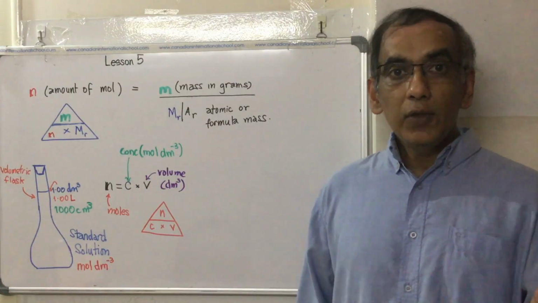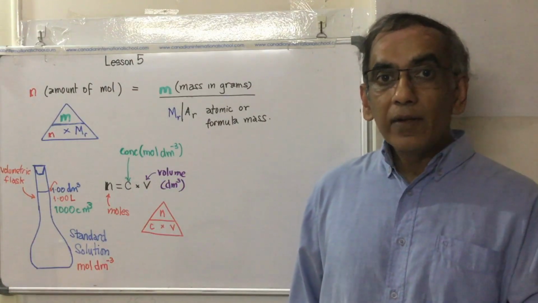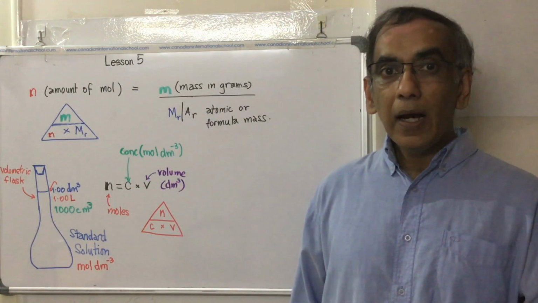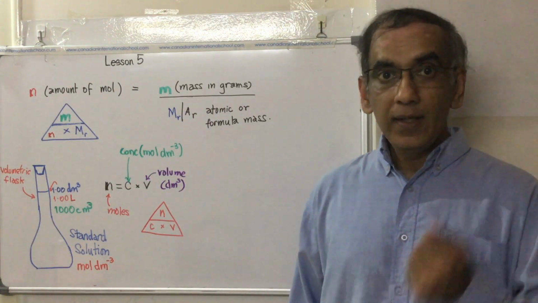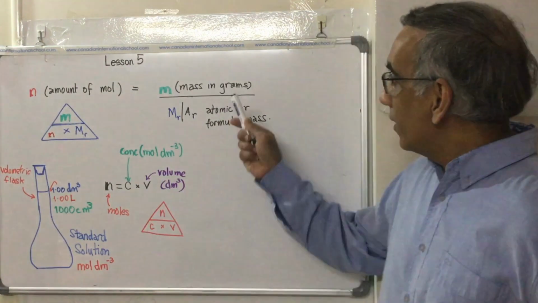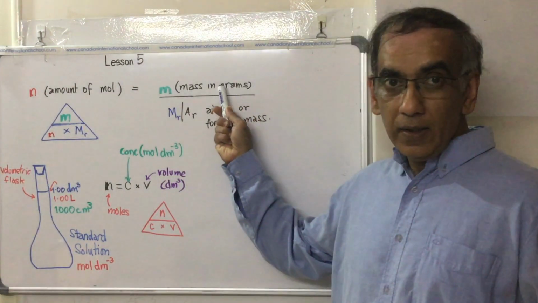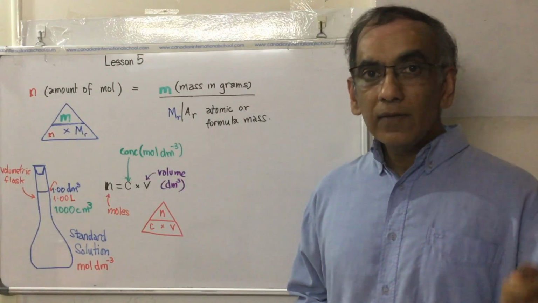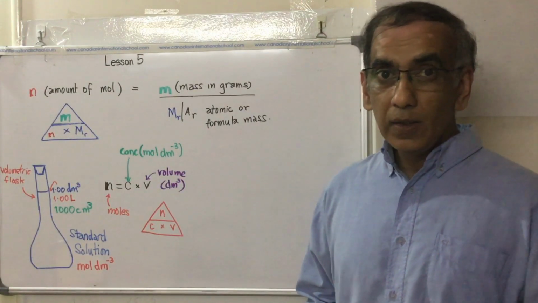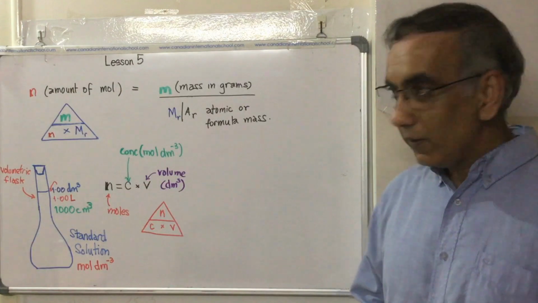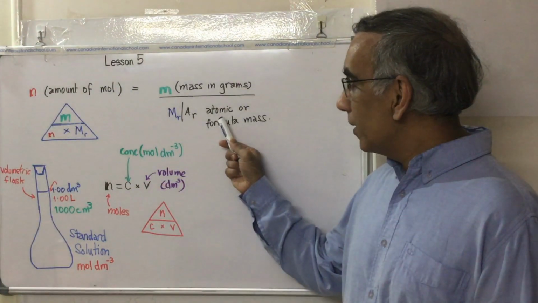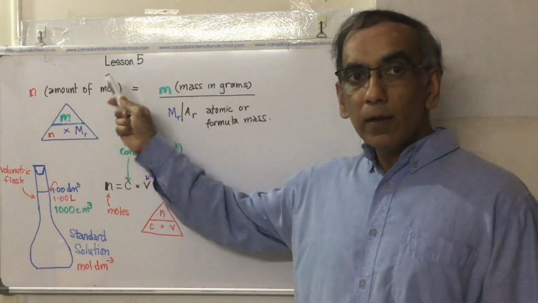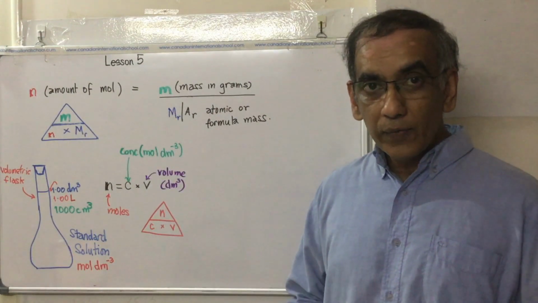So if you are provided with 5 grams of sodium, you would be able to determine how many moles you have. To do that, you put the mass in grams here. You go to the periodic table and you get the relative atomic mass of sodium, which would be approximately 23. That goes here. Then 5 divided by 23 would give you the number of moles that you have.